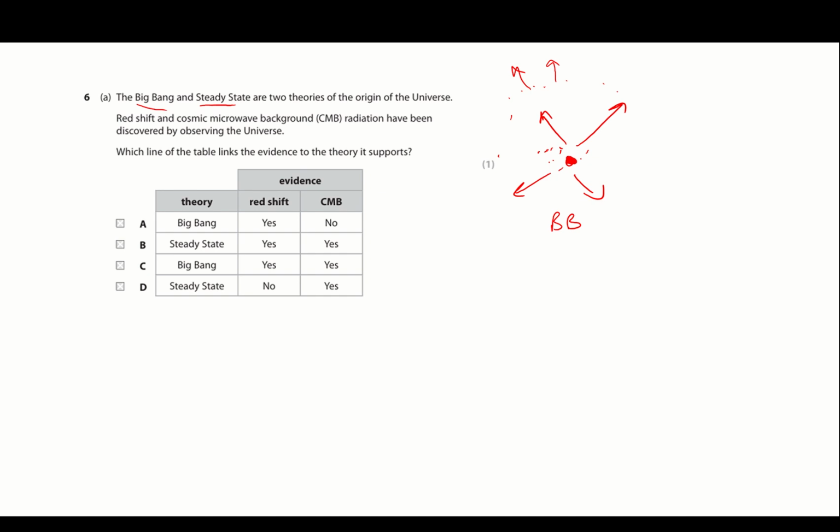Lots and lots of stuff, and then it becomes less concentrated, but it's moving away at ever increasing speeds. And then there's the steady state, which is the idea that as space expands, it makes new matter, and that new matter is uniformly distributed as space expands. And we know through redshift that that idea is not correct, and Big Bang is supported more at the moment, depending on what further scientists find.